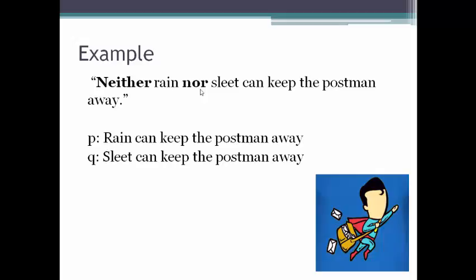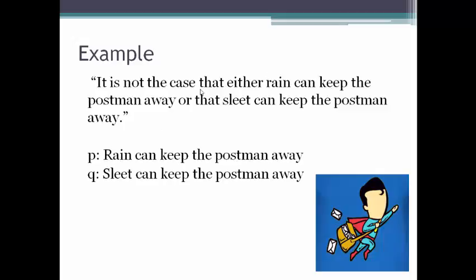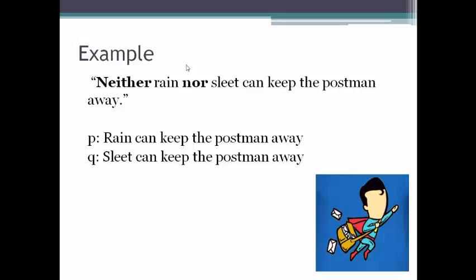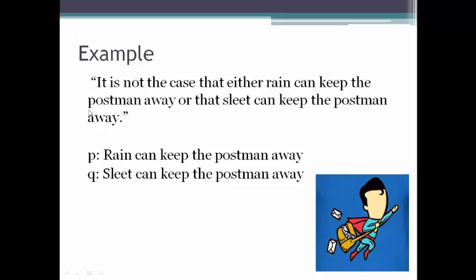So let's try rephrasing this to: it is not the case that either rain can keep the postman away or that sleet can keep the postman away. Note, this is saying the same thing. If we say neither rain nor sleet can keep the postman away, that means the same thing as it's not the case that either rain can keep the postman away or that sleet can keep the postman away. And now it becomes a lot easier to see what to do with our P and Q.